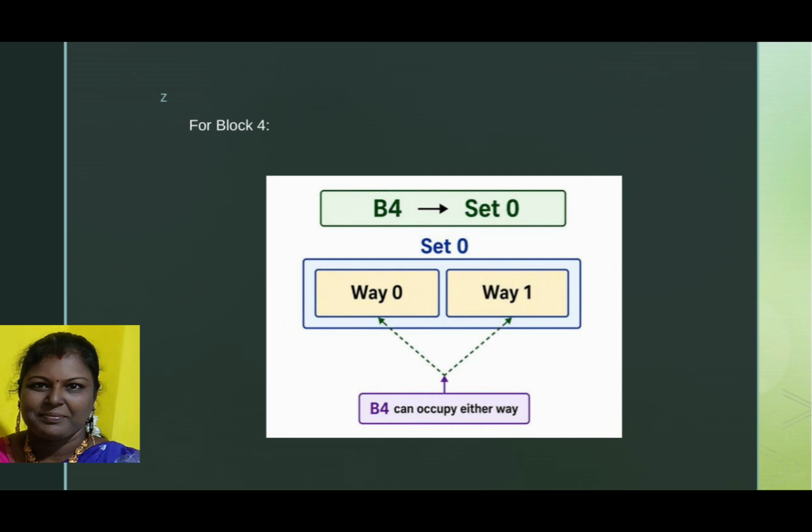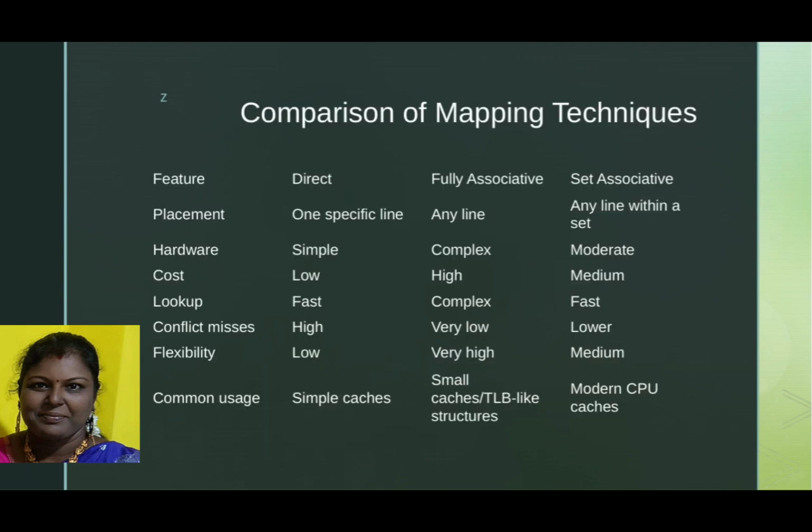Let's break down the 3 main ways caches map data: direct, fully associative, and set associative. Direct mapping puts data in one specific line. It's simple, cheap, and fast, but conflict misses are high and flexibility is low. Fully associative lets data go anywhere, offering very high flexibility and almost no conflict misses, but it's complex and costly. Set associative strikes a balance. Data can go anywhere within a set, making it moderately complex and cost-effective, with fewer misses. This is why modern CPUs favor it.